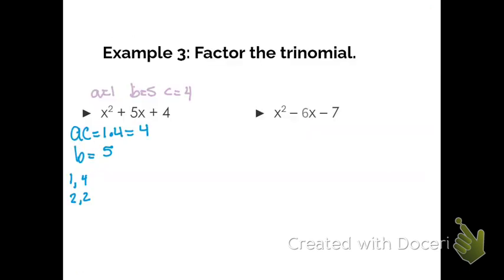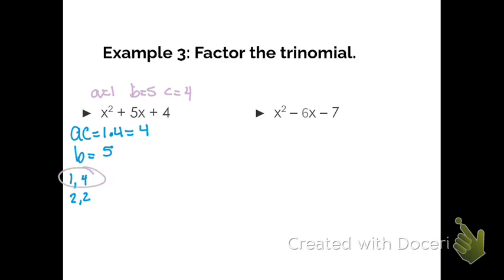So let's try a couple more. For our next problem, x squared plus 5x plus 4, the a is 1, the b is 5, the c is 4. So a times c is 4, b is 5, and I'm trying to find things that multiply to ac or multiply to 4. That's 1 and 4 and 2 and 2, and we want to know which of those add up to 5.